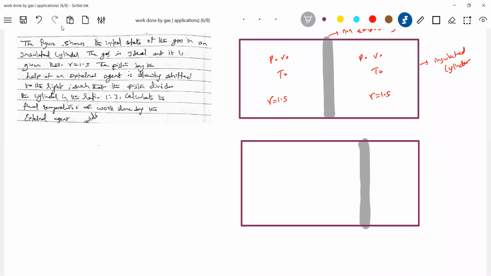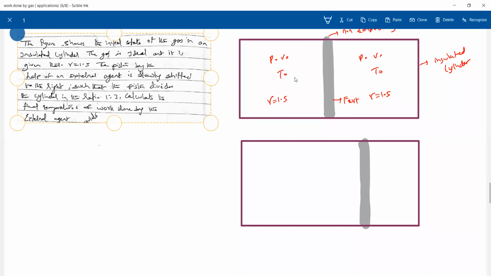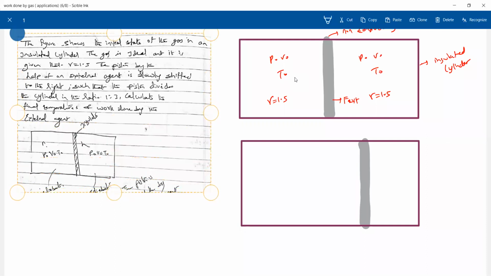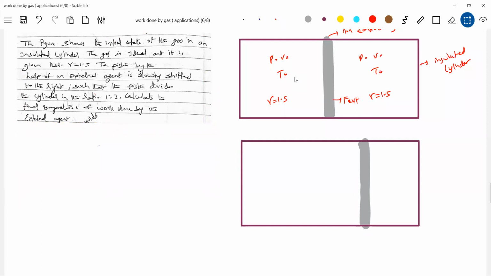So what process the gas? The external agent will slowly move. So here we have to show it. External agent will come into picture here, or F external is what you can show it. Okay, this is the question. What we have, P0, V0, insulated. Read the question. He's asking now the work done by external agent.